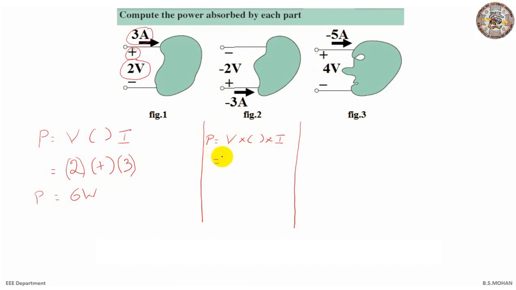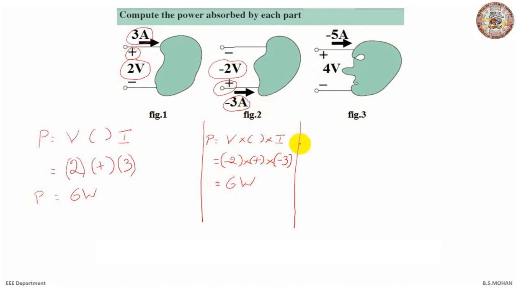And similarly for figure 2, we know P is equal to V into parenthesis and then I. What is V? As you can see, V is minus 2, so I write V as minus 2. Into, we'll see what to write in the parenthesis later. And then what is the current? Current is minus 3, so I will write this as minus 3. Now let us analyze which terminal or polarity the current hits first. It hits the positive terminal first. So in the parenthesis I will write positive. Thus the answer is 6 watts again.